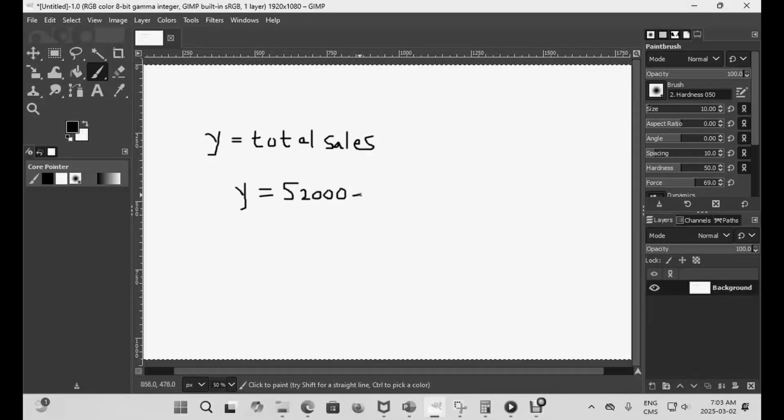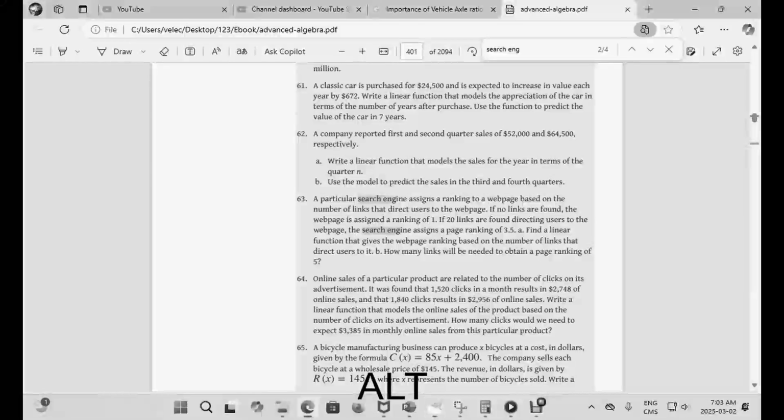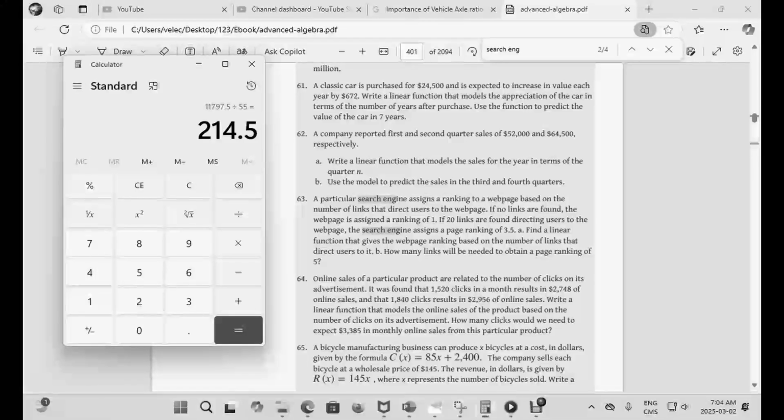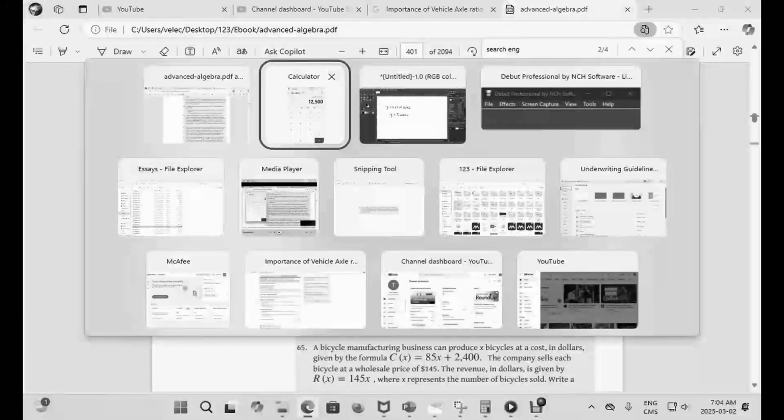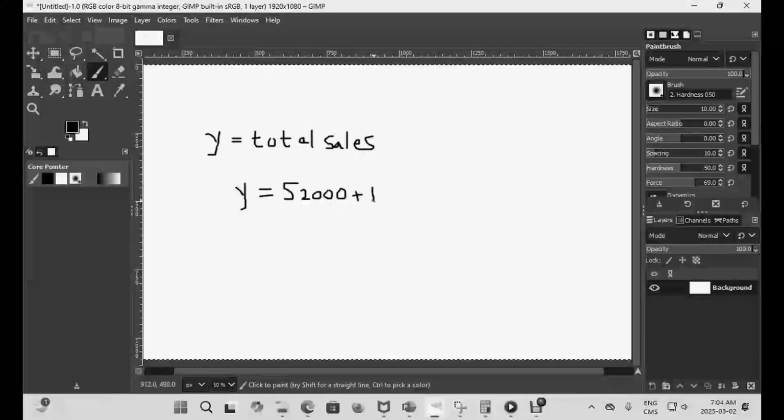Now the increase in sales will be represented by a variable. So you will need to show your increase in sales through a variable. The increase in sales is the difference between these two figures, for example, for the second quarter. So 64,500 minus 52,000 is a total of 12,500.